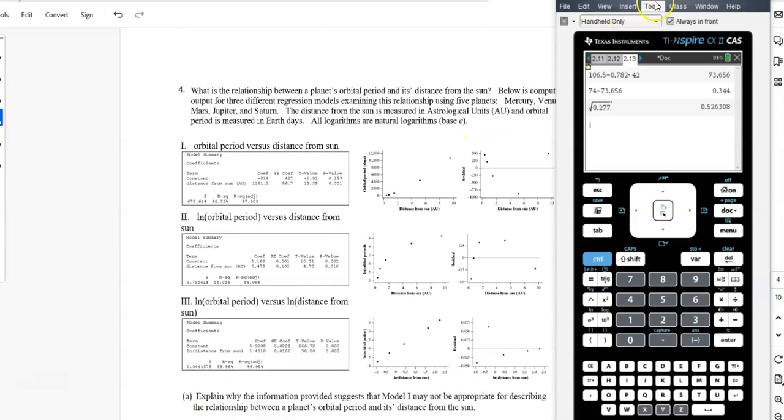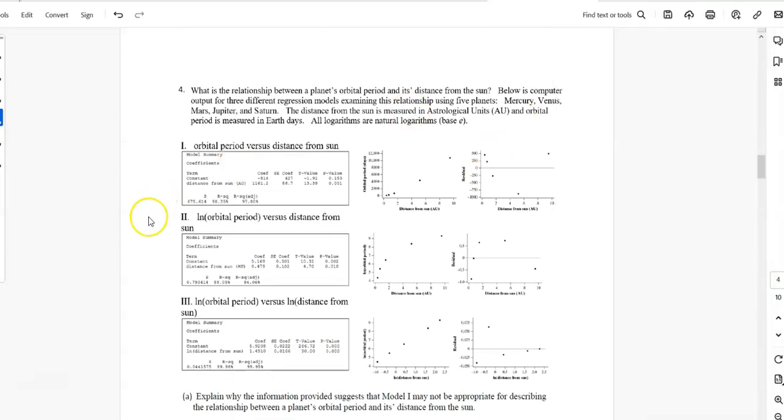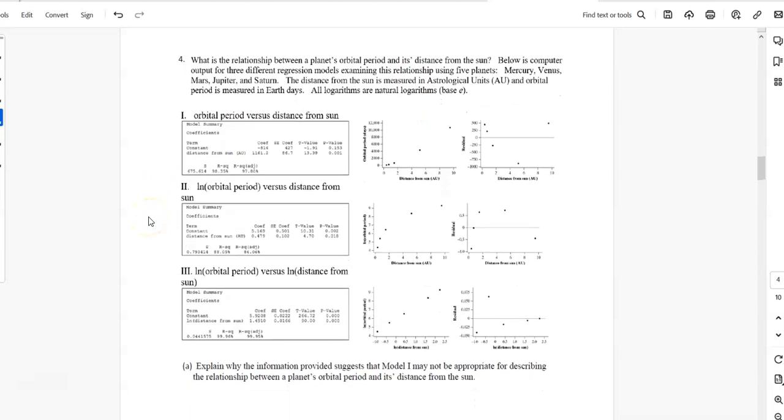Okay, wow, a lot of data here. So let's look at this one. Question 4. What's the relationship between the orbital period and the distance from the sun? Below is computer output for all those. Distance from the sun is measured in AUs, astronomical units, and orbital period is measured in Earth days. All logarithms are natural logarithms with the base of e. So the first one is orbital period versus distance from the sun. So again, y versus x. When you see that versus, it's y versus x here. So orbital period is your y, and it's listed there. You can see it if you have good eyes anyway.